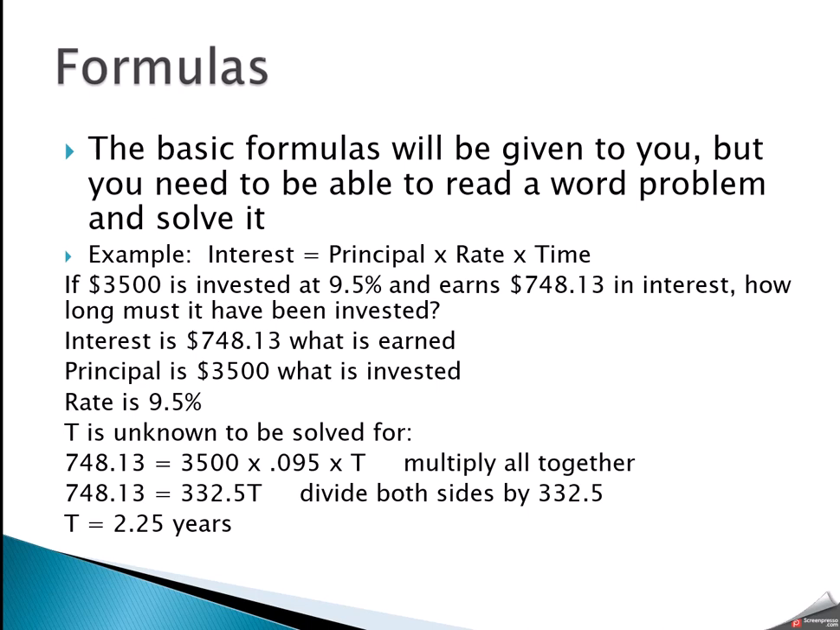Then I can simplify on the right-hand side of that equation. 3,500 times the 0.095 gives us 332.5 times the t. So don't forget that t is still there. Then divide both sides by the 332.5, and you end up with the time being 2.25 years. So again, you'll be given a formula. You're going to fill it all in. You'll be missing one of the variables, and whatever it's missing, I'm going to leave that as my variable, like in this case the t for time, and then solve for that. That's really the key, to be able to read those things and apply algebra to solve it.